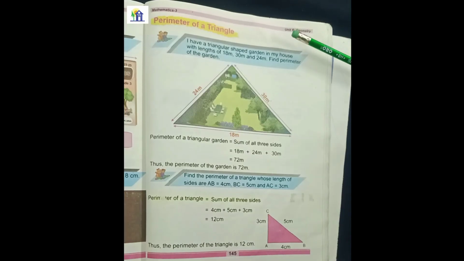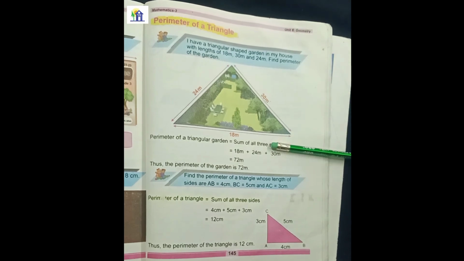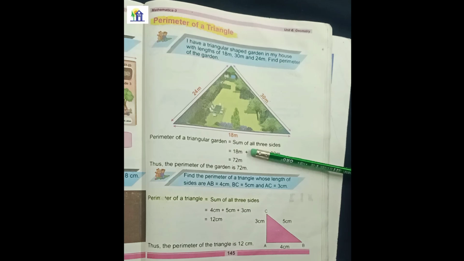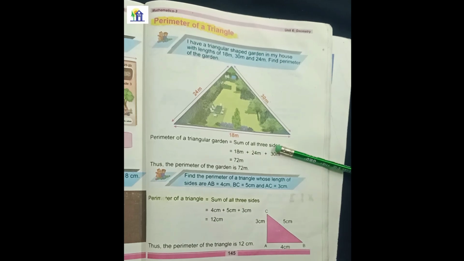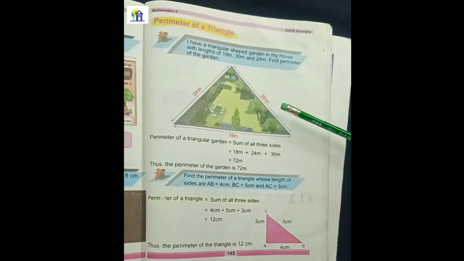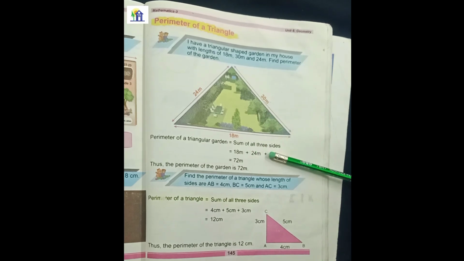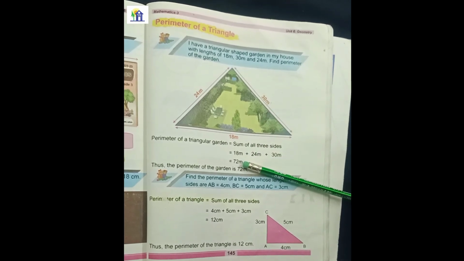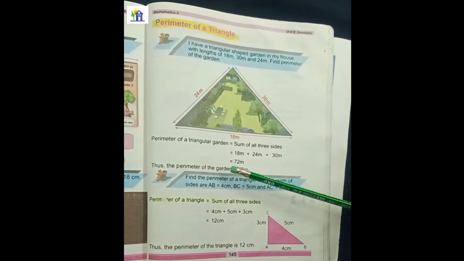Students, when we find the perimeter of a triangle, we use this formula. Perimeter of triangle is the sum of all three sides. Like this, 18 meter, 24 meter and 30 meter. The answer is 72 meter. The perimeter of the garden is 72 meter.